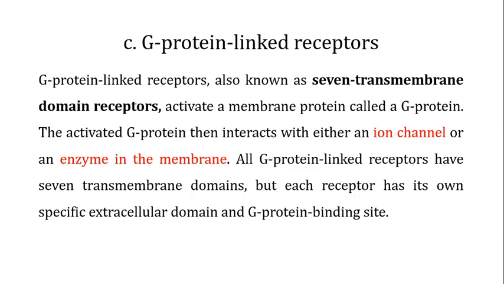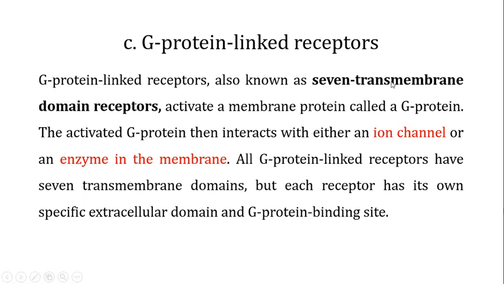The third type of receptors are known as the G protein-linked receptors. If you look at the name, these are receptors which are linked to a G protein. A G protein is a specific heterotrimeric protein which is linked to these kinds of receptors. These G protein-linked receptors are also known as seven-transmembrane domain receptors, and they bind to a G protein.